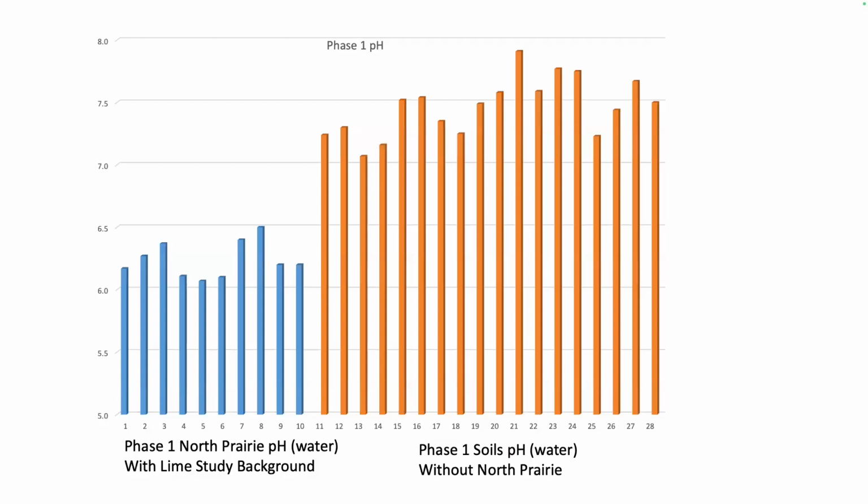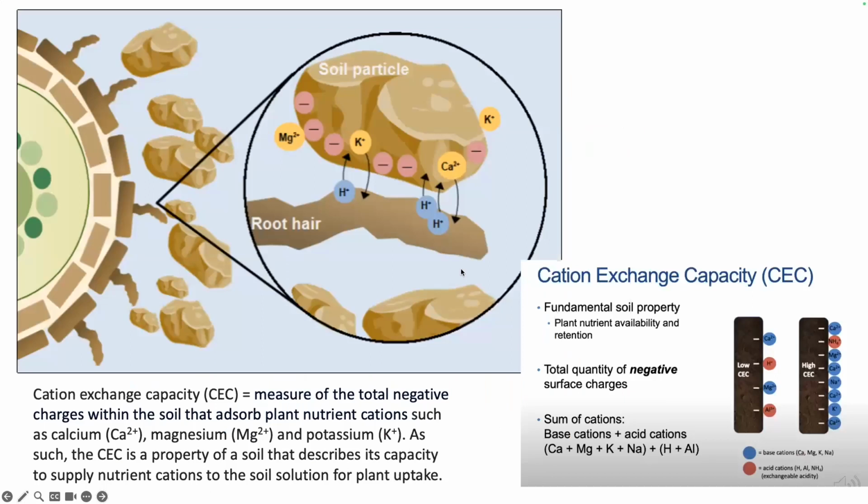Before I leave phase one in the soils, I had mentioned that the North Prairie was a little bit different, I think because of the ponding of rainwater out there. But if you take all the phase one North Prairie pHs along with our lime study samples, your pH is in the blue over in here, below 6.5. And then if you look at all the other phase ones without North Prairie, they're much higher. So there is quite a bit of difference in that section. That was confirmed by other studies.